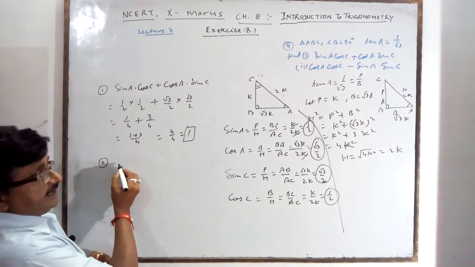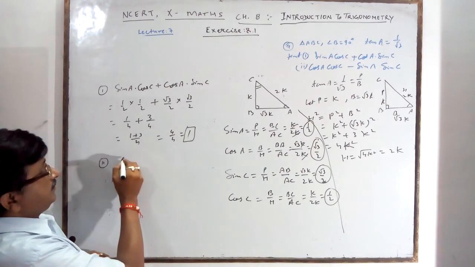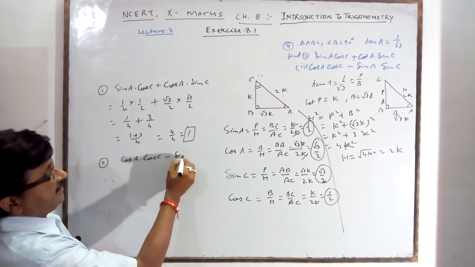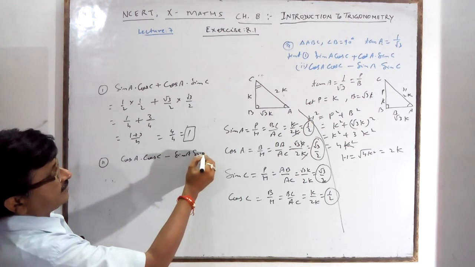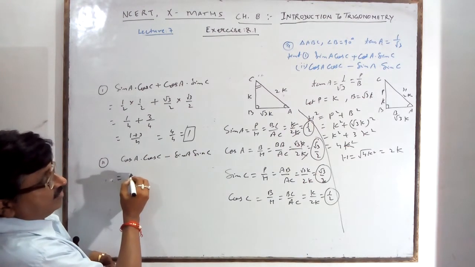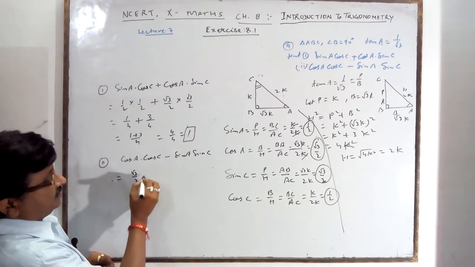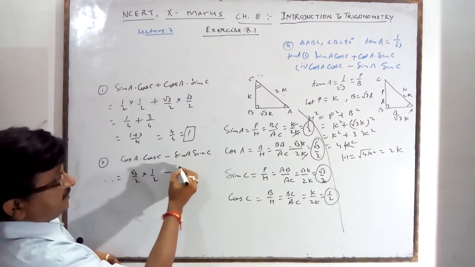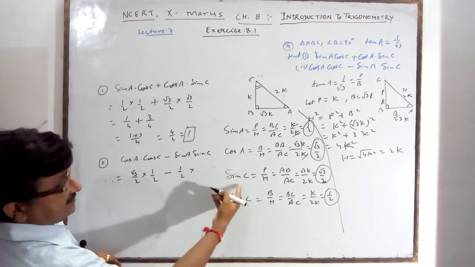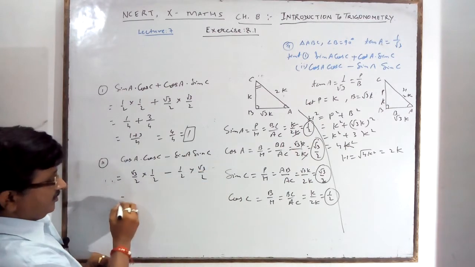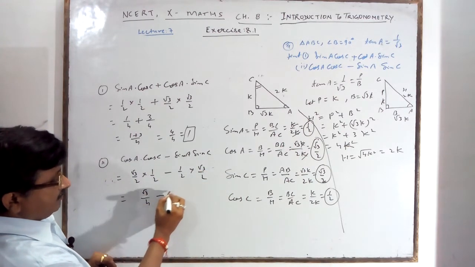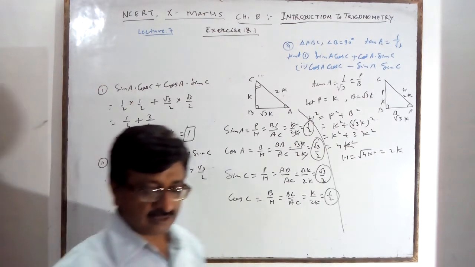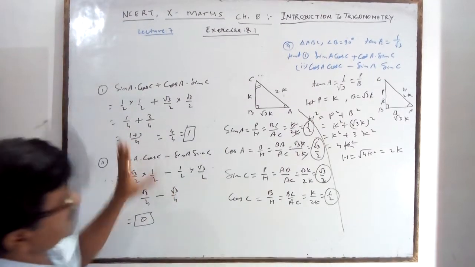For the second part, what is the second part? It is given cos A cos C minus sin A sin C. So what is cos A? Cos A is root 3 by 2 into cos C, 1 by 2, minus sin A, which is 1 by 2, and sin C is root 3 by 2. What will you get? Root 3 by 4 minus root 3 by 4 gives you 0. Your answer is 0. Very common. Like this you will solve the question.